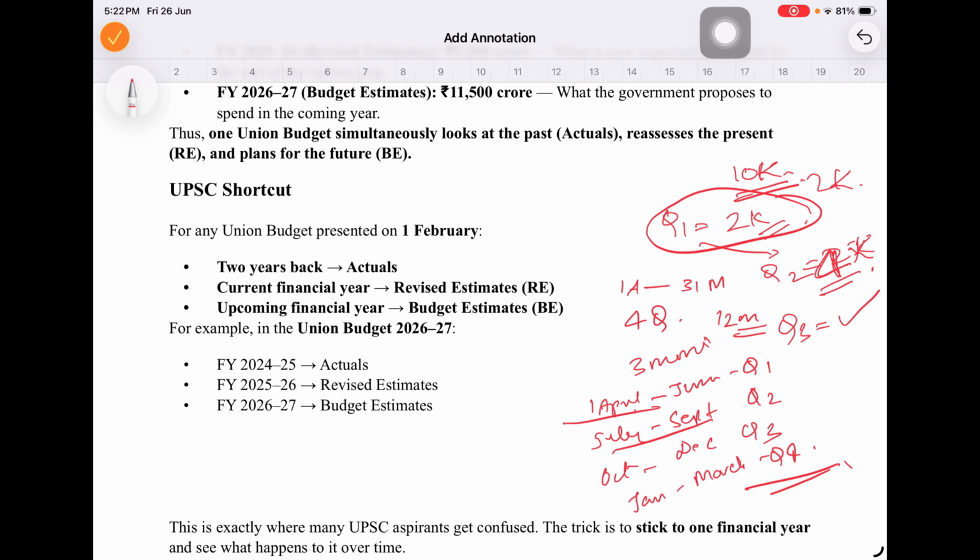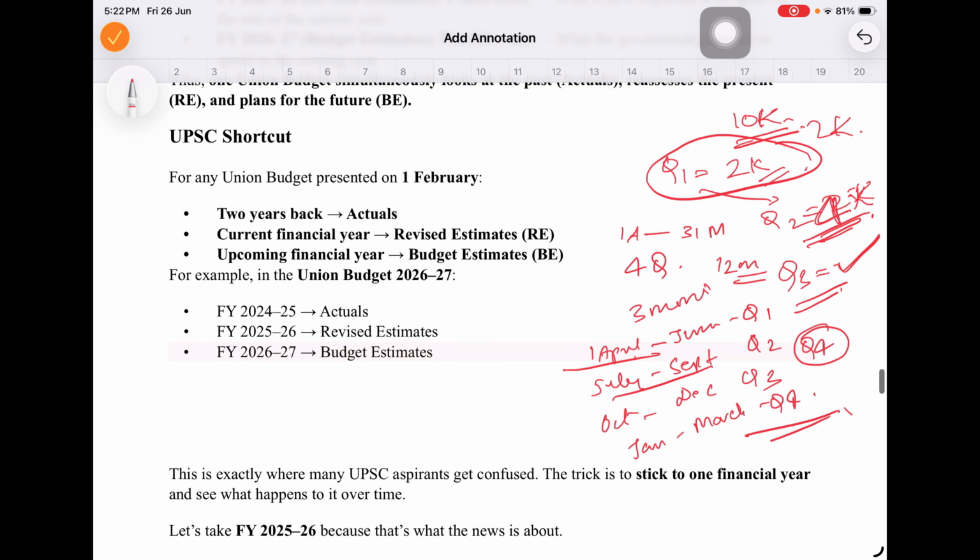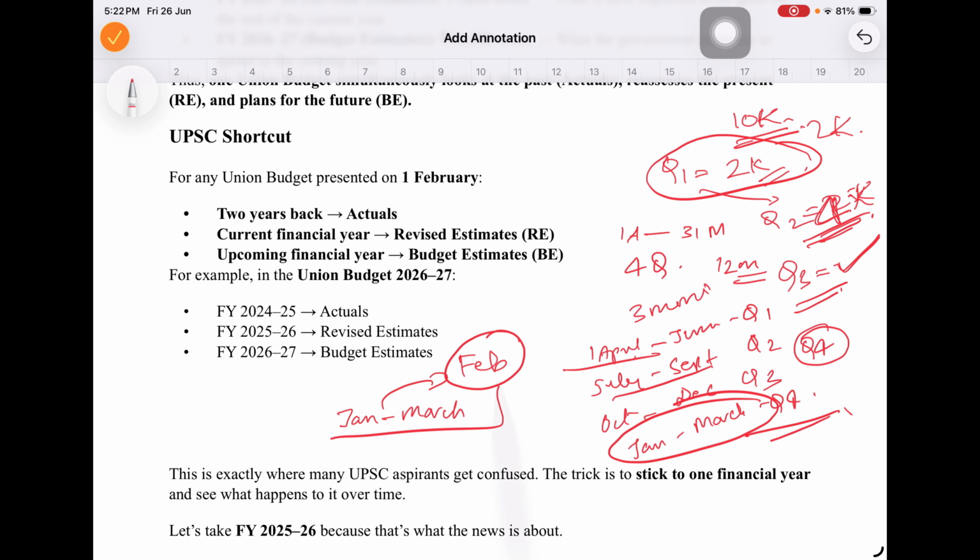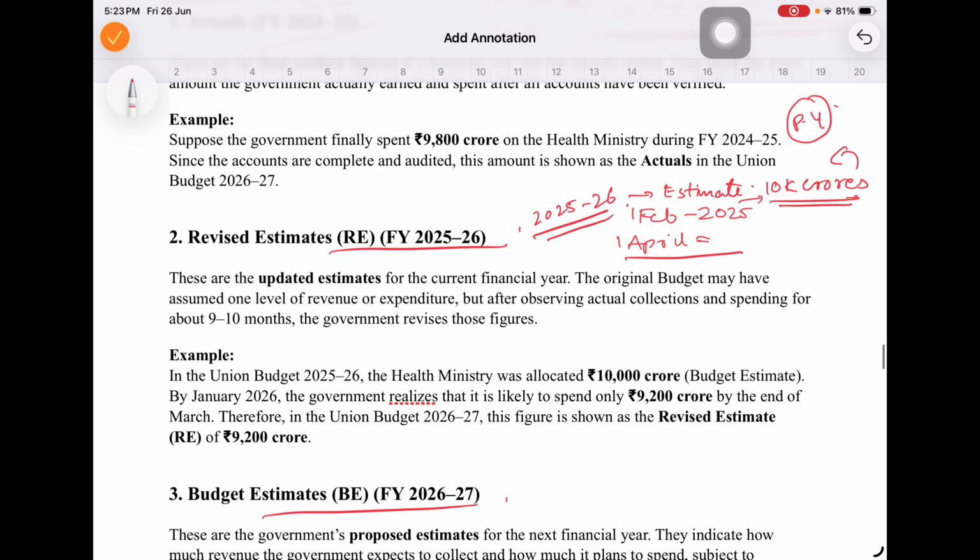Then they get information on quarter 2, how much money was spent, and quarter 3 also. And then quarter 4 doesn't begin, that is the problem. Quarter 4 begins in Jan to March, but you have to submit the budget in Feb. So that is an issue.